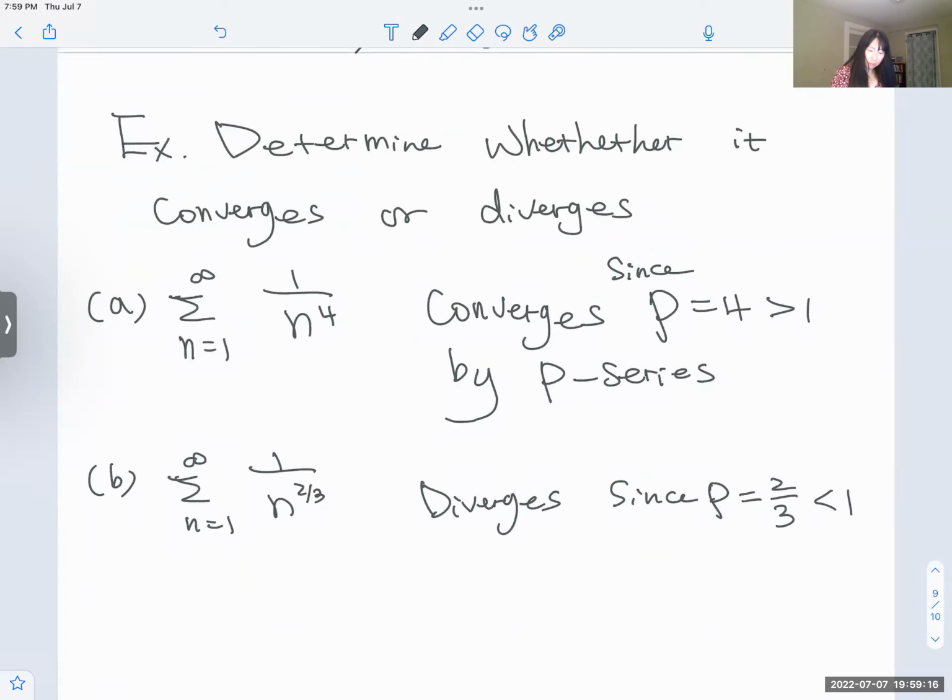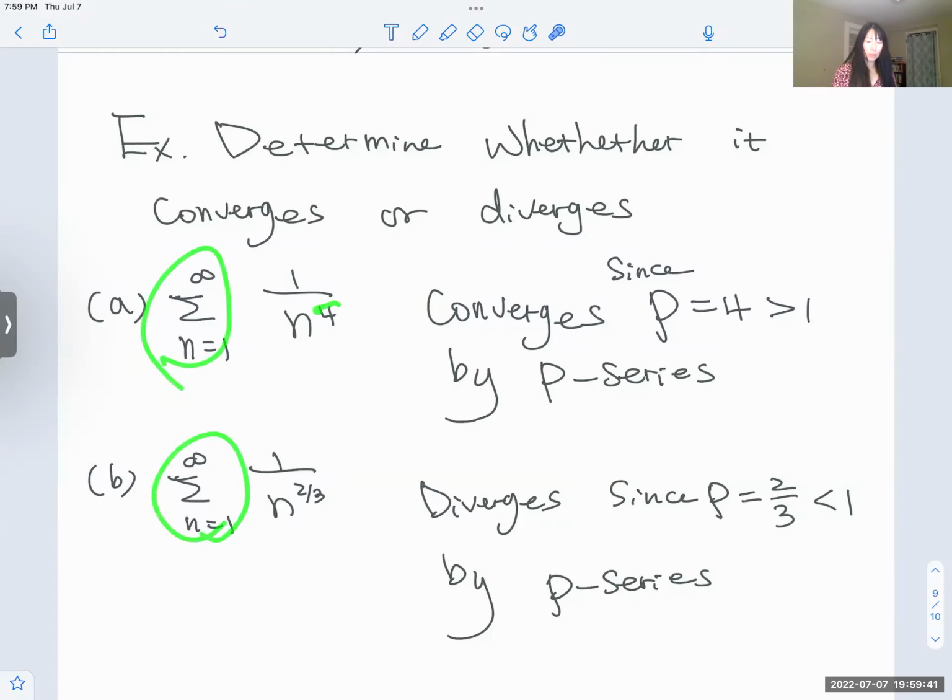Now, by the P series, I told you it's the easiest series test. We can see that, but we have to recognize the form: a single one over n to a power within a series. For a geometric series, we have to have a number with a fraction, which we call the ratio.